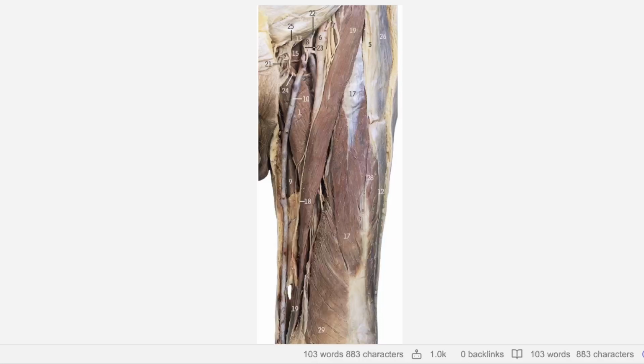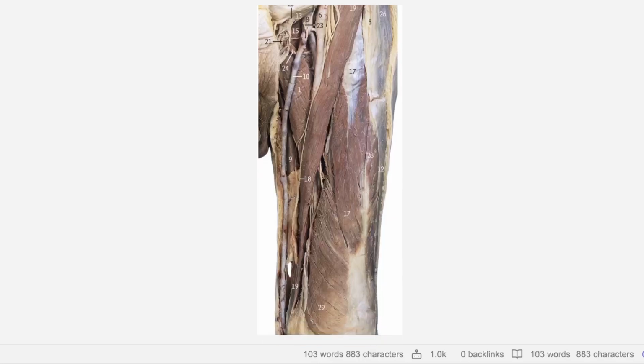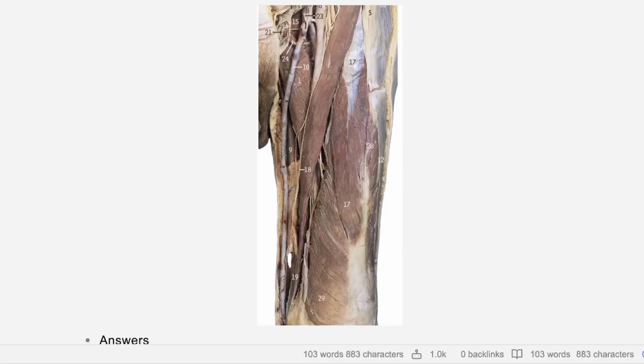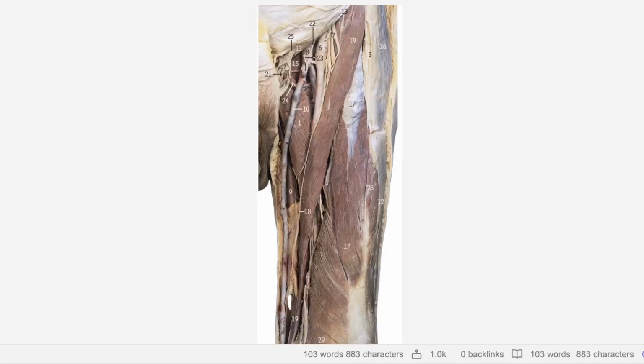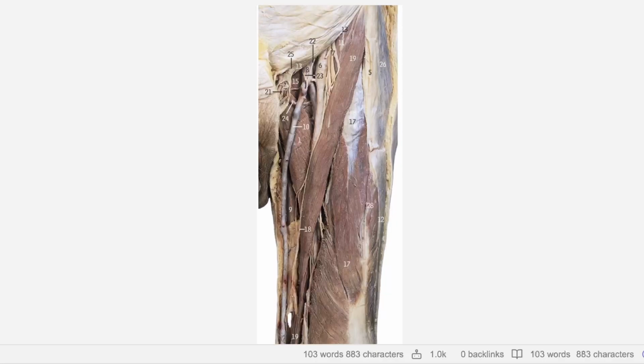We have 17, this is the quadratus femoris muscle, 29, this is the vastus medialis, 28, this is the vastus lateralis muscle. 19 looks like the sartorius muscle, of course on the left side, and 1, this is the adductor magnus muscle, and you have 15 as the pectineus muscle, and 11 as the iliopsoas muscle. So I think now we identified all the muscles in this dissection.